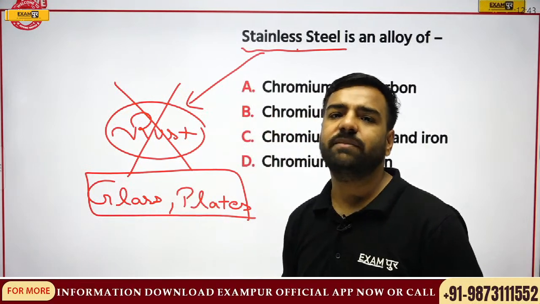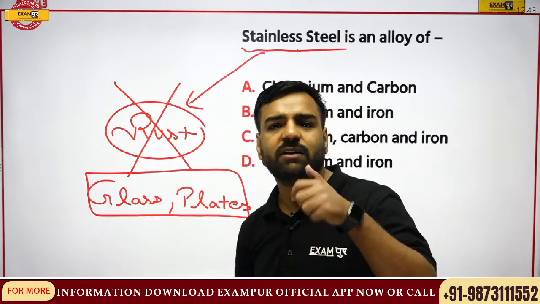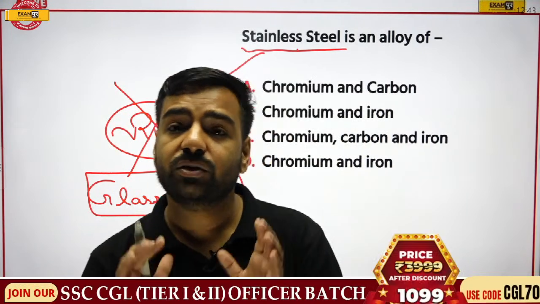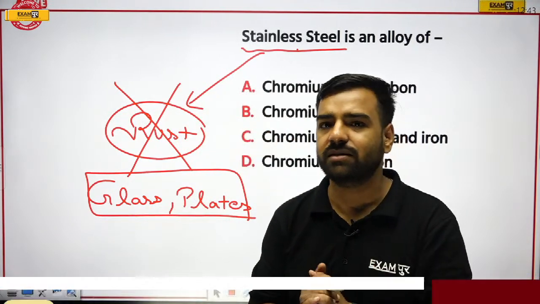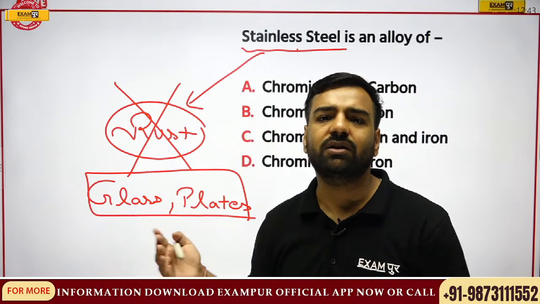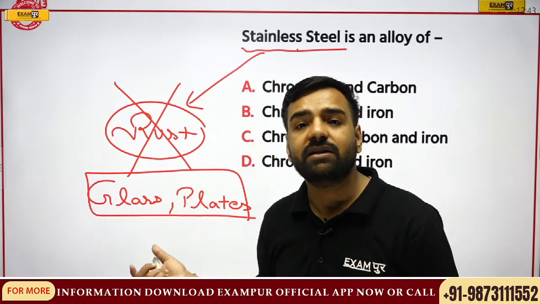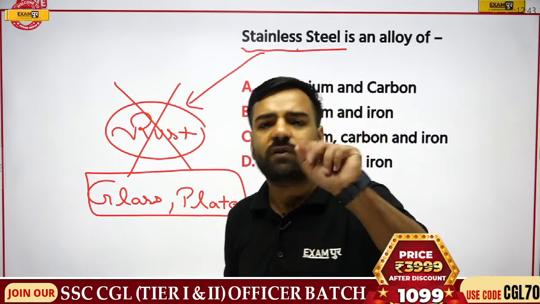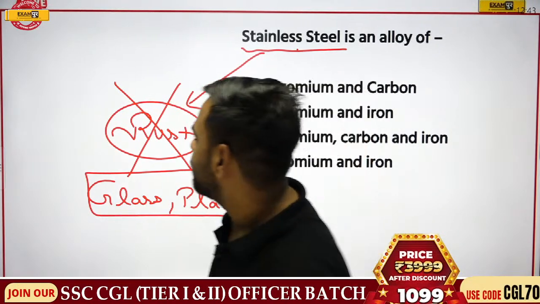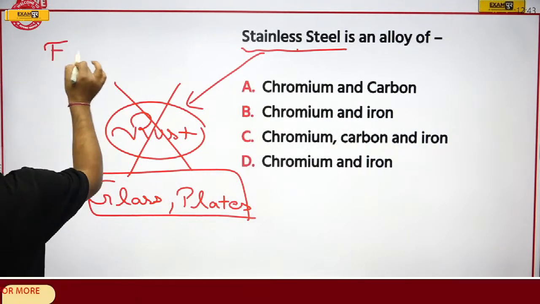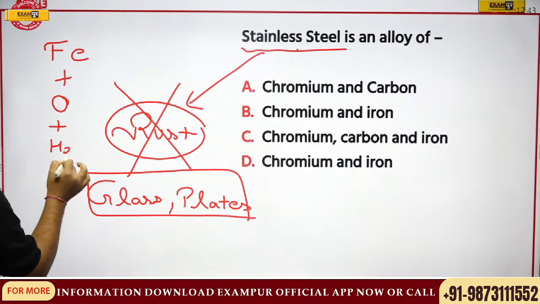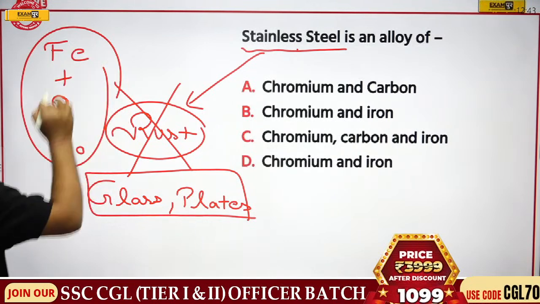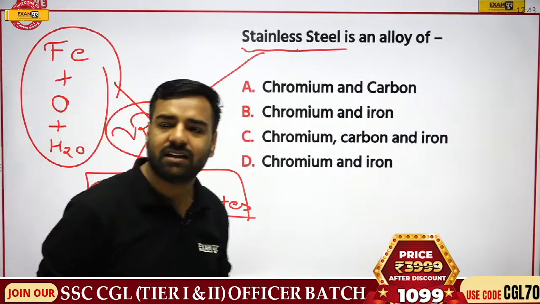If I brought a glass made of iron and I'm drinking water from it on a daily basis, on the second or third day itself it will start to rust. Why? Because for rusting, what is required? For rusting, the material should be iron, and there should be oxygen and water. All these conditions will be met if I am using any iron material.